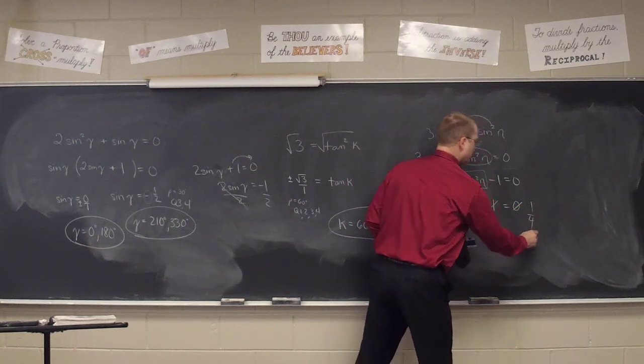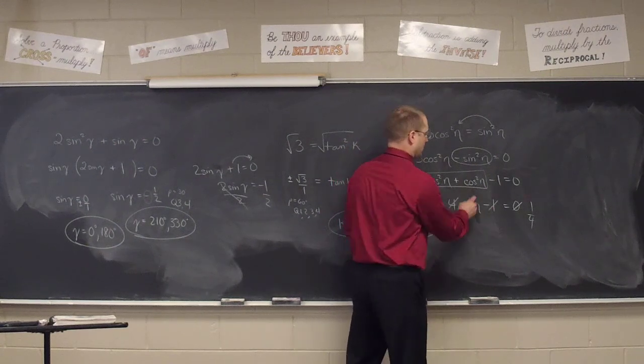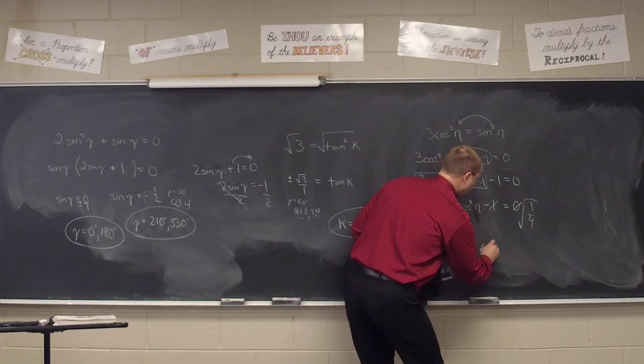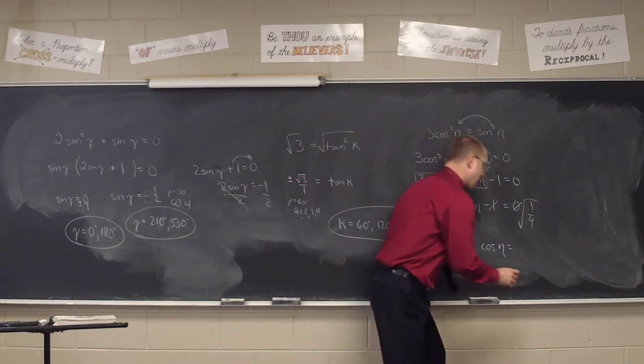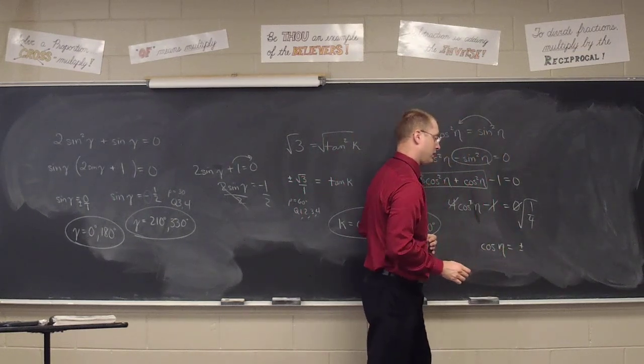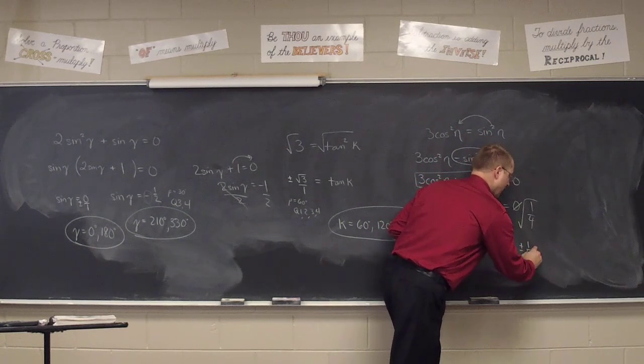Now that it's isolated, take the square root. But it's my idea to take the square root, so positive, negative. What is the square root of a fourth? A half?